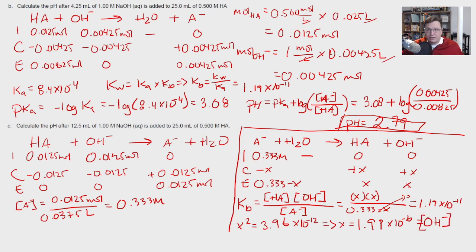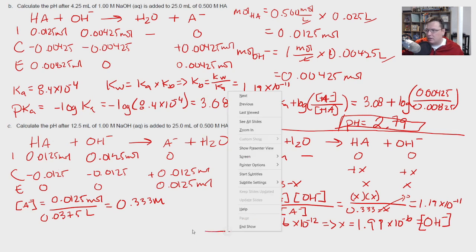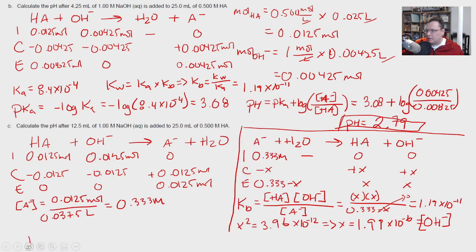So we know what the concentration of OH minus is. We can use our modified equation to figure out what the pH is by going through the pOH. So we know that the pH is equal to 14 plus the log of OH minus.